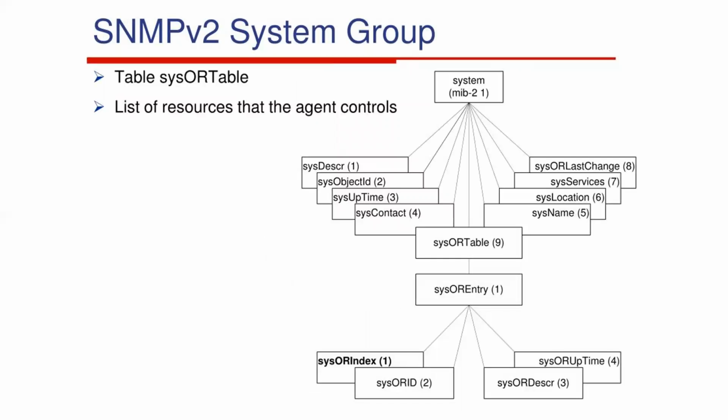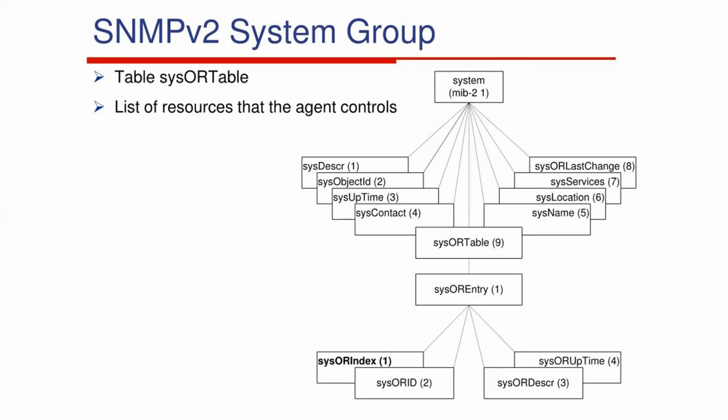Then the system group in version 2, otherwise known as changes to the system group in SNMP version 2. There are 7 entities, or objects, in the version 2 system group which are common to a system, right? And then additional information is added to the system group, which contains a collection of objects that support various MIB modules. These are called object resources and are configurable both statically and dynamically.